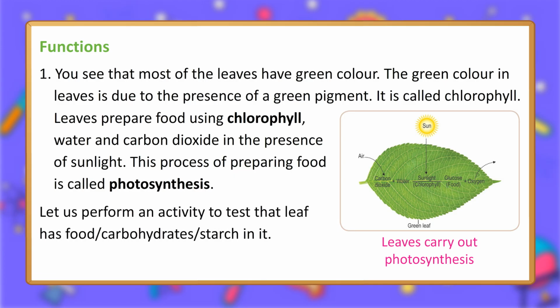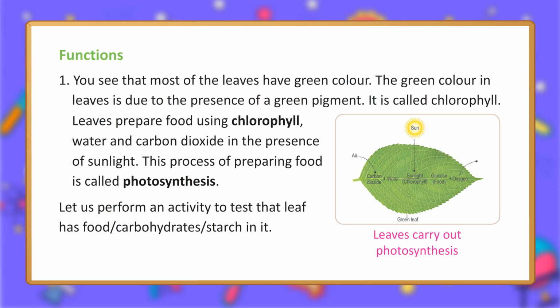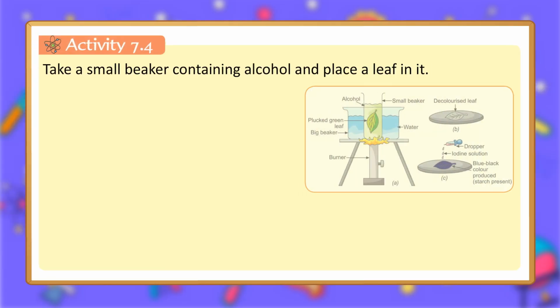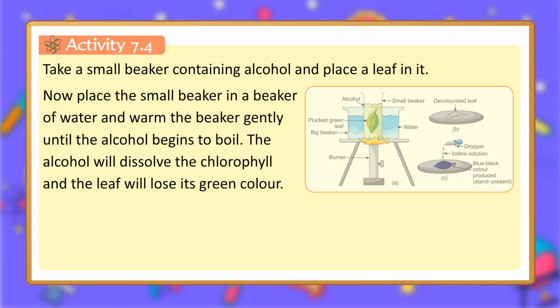Let us perform an activity to test that a leaf has food, carbohydrates or starch in it. Leaves carry out photosynthesis. Activity 7.4. Take a small beaker containing alcohol and place a leaf in it. Now place the small beaker in a beaker of water and warm it gently until the alcohol begins to boil. The alcohol will dissolve the chlorophyll and the leaf will lose its green color.